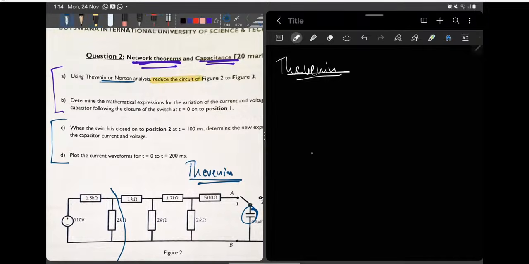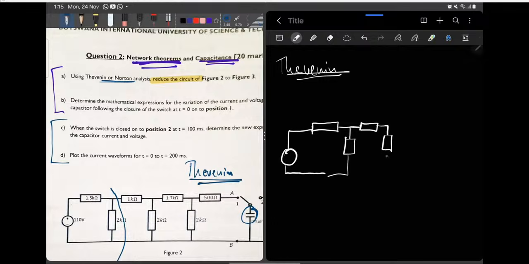You're going to draw your circuit first as it is. If you want to draw the very big circuit, it's very easy. This is a walk in the park. You can't tell me that Thevenin gives you problems. I'm going to draw it at a smaller scale because I don't have space. So it's going to be like that, then like that.